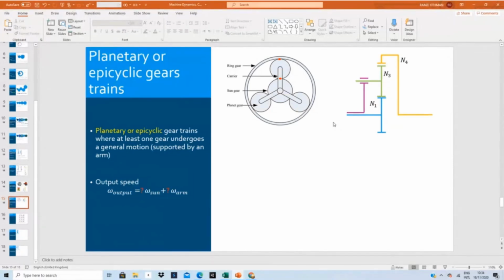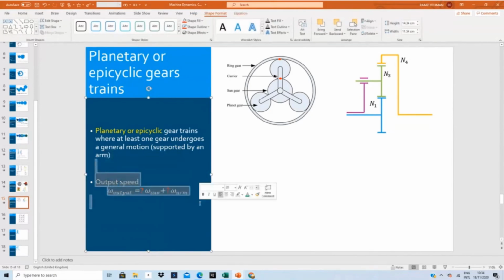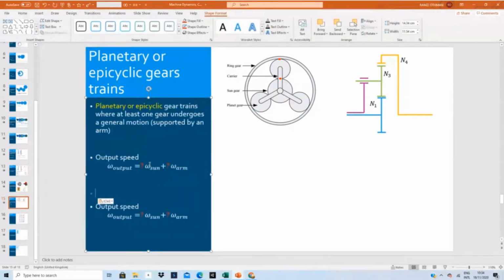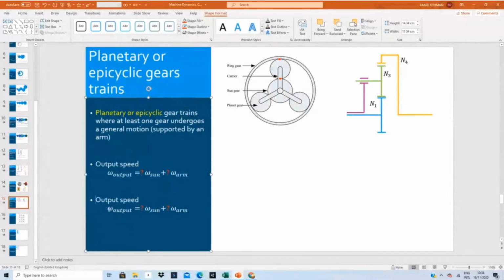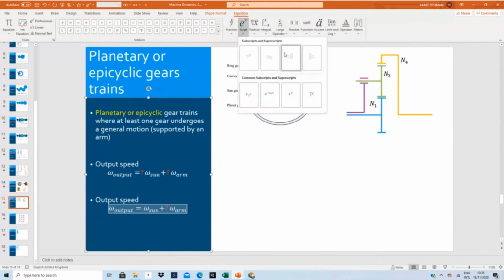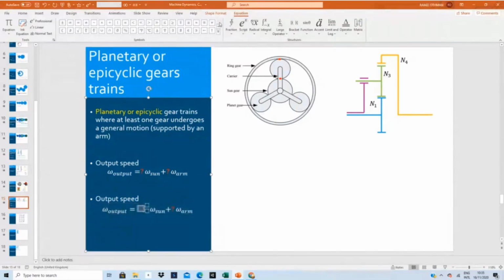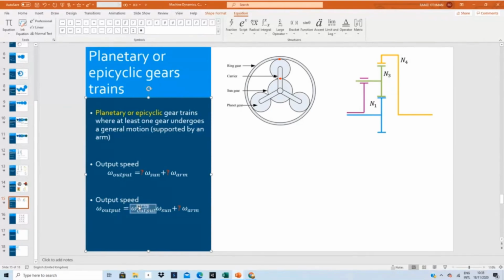So the procedure, how it will work, I will see that omega of the output will be exactly the omega of the output. I'm looking for the effect of the sun. So it will be the arm. I will assume the arm is fixed, is blocked. This is the first one.